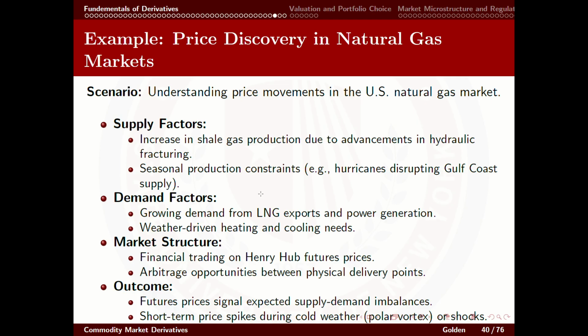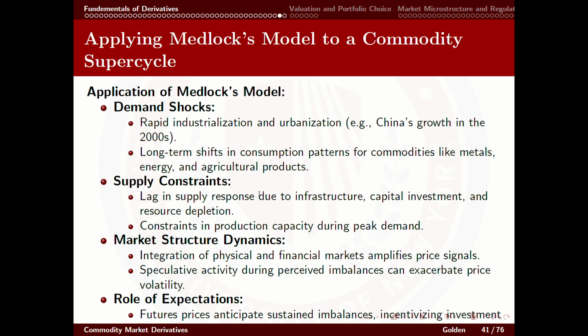Obviously, it will lead to more demand for cooling in the summer, but will also potentially lead to more severe storms, which might lead to an increase in demand for heating because of the increasing extreme weather events. And then market structure: there's financial trading at the Henry Hub, future prices, and arbitrage opportunity between physical delivery points. And the outcome: future prices signal expected supply-demand imbalances, and short-term price spikes during cold weather or shocks.